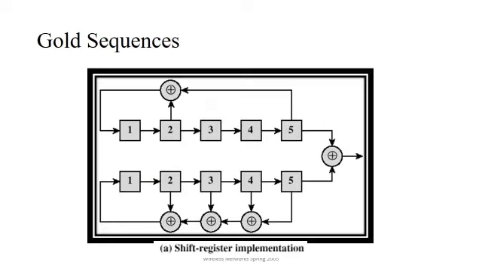Let us see an example. In this example, it uses 2 shift registers with the same clock, and the outputs of the shift registers are given to an XOR gate. So here each bit of the shift register is XORed to produce a unique sequence, that is the Gold sequence.